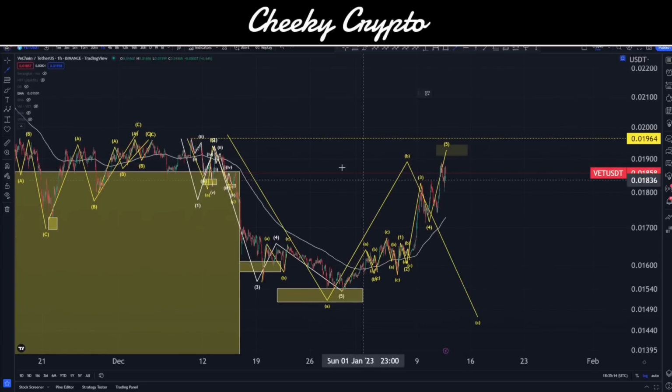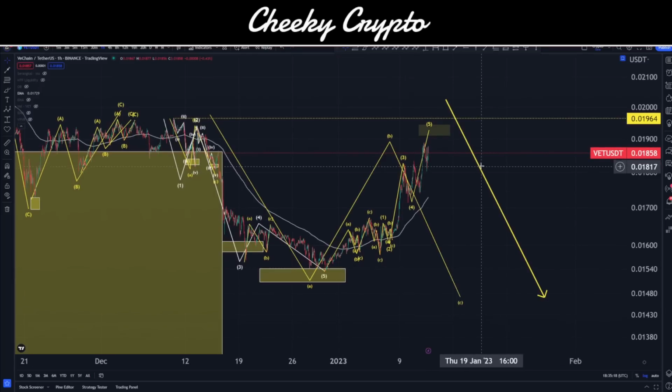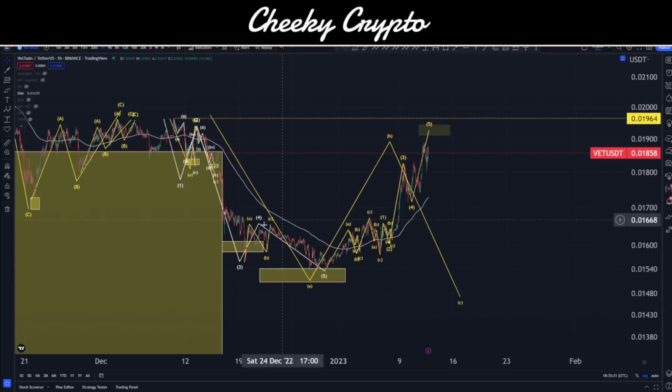Okay, and I want to stress this, it does not mean that you can't come down lower again. It just means that the structure that I've mapped out is not the one that we're following. Okay, it means I made a mistake. It does not mean that we're bullish, or that we're going to the moon now. It just means that I made a mistake in the wave counts here.